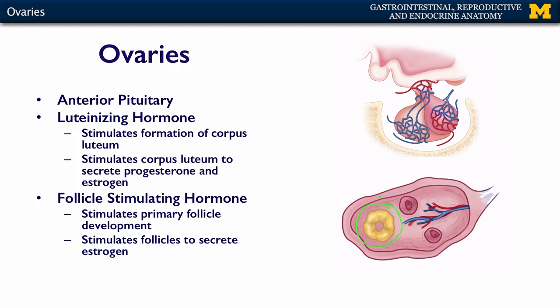Follicle stimulating hormone, when it acts on the ovary, stimulates primary follicle development. And the primary follicles are here. So there's a primary follicle, there's a primary follicle. And the primary follicles secrete estrogen. So luteinizing hormone stimulates the formation and maintenance of the corpus luteum, and the corpus luteum secretes progesterone and estrogen. Follicle stimulating hormone stimulates the primary follicles, and they secrete estrogen.